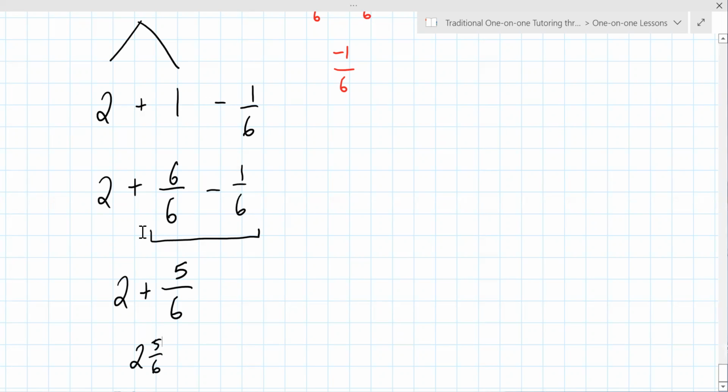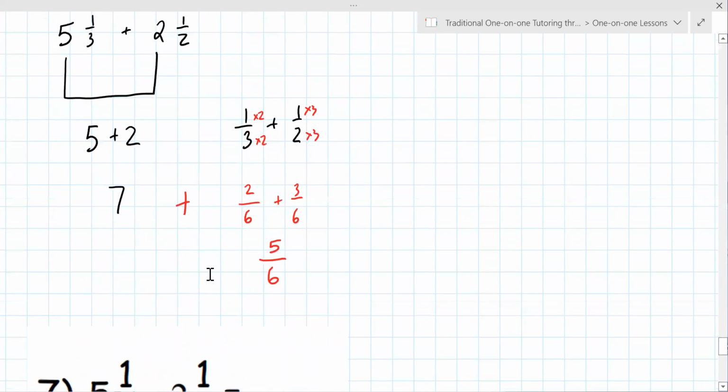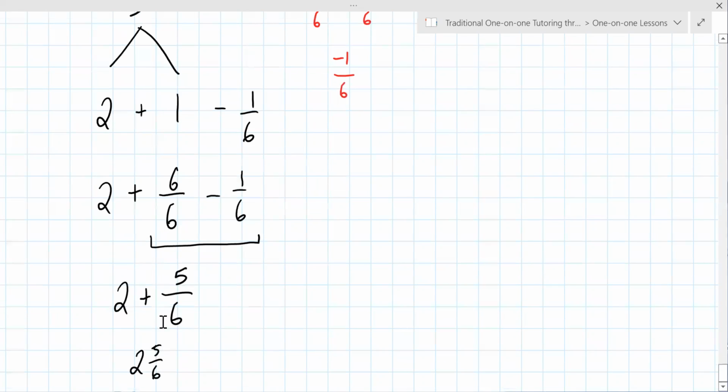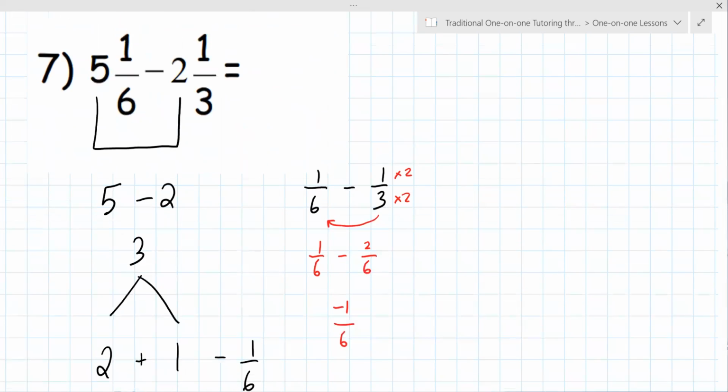Yeah, and that's why I don't recommend this approach. I would never use it. That's the one where I would always change it to improper fractions and do it that way. You can always try it. You can say, well, let me try it, and if it doesn't work, or if I get down to something I'm not sure about, then I go back and do it the other way.